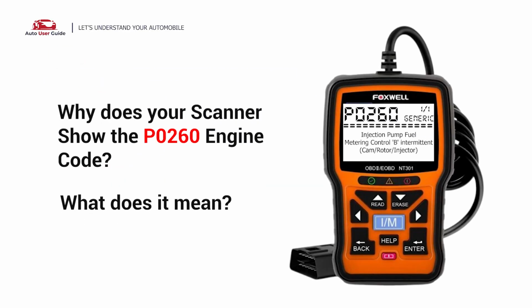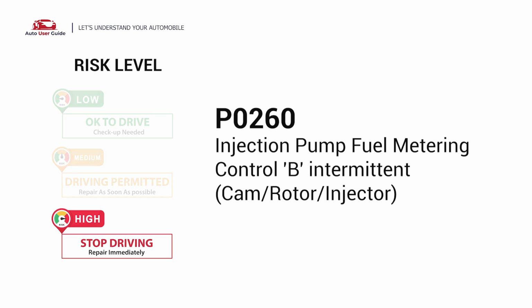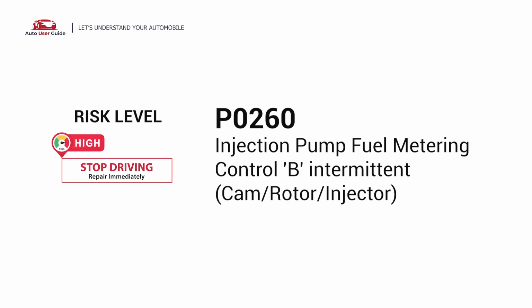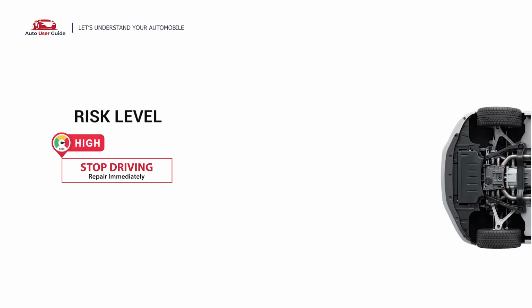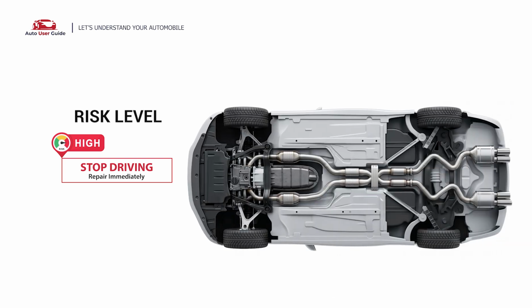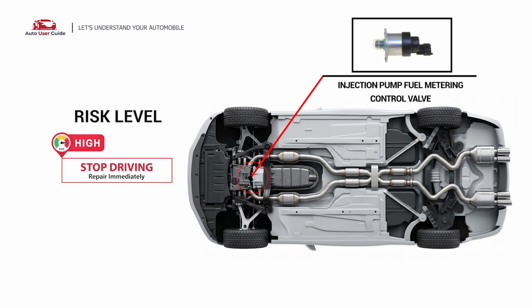Why does your scanner show the P0260 engine code? What does it mean? P0260 is a diagnostic trouble code for injection pump fuel metering control B, intermittent, cam or rotor or injector. The P0260 engine code indicates that your PCM has detected an irregular or inconsistent voltage signal between the fuel control actuator and the fuel metering sensor.